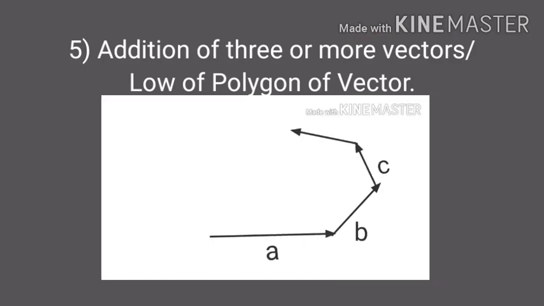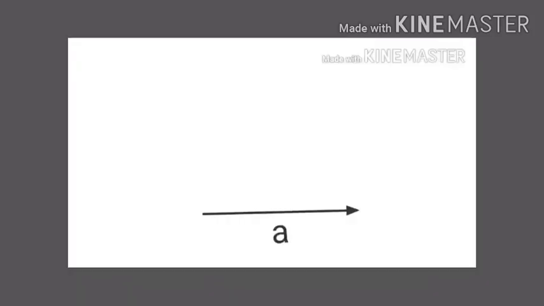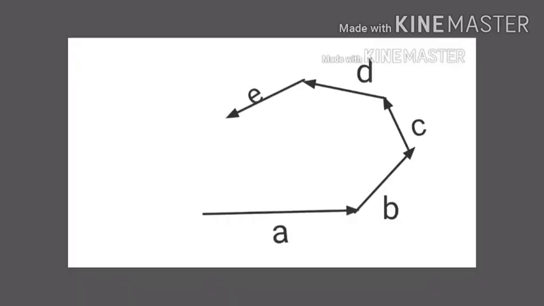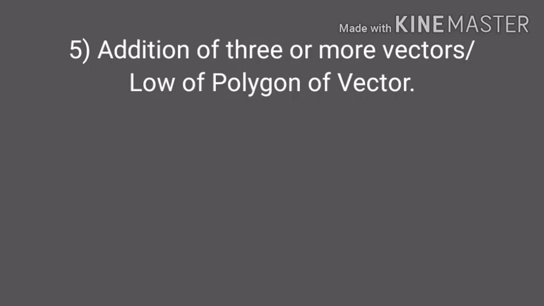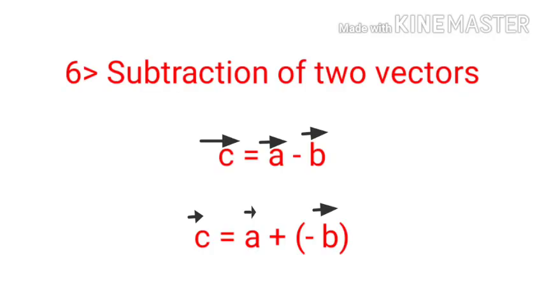Now addition of two or more vectors is known as the law of polygon of vectors. In this figure, we can use the vector triangle law for each pair of vectors and find the resultant vector by applying the vector law of addition. We can find the resultant R vector is equal to A vector plus B vector plus C vector plus D vector plus E vector.